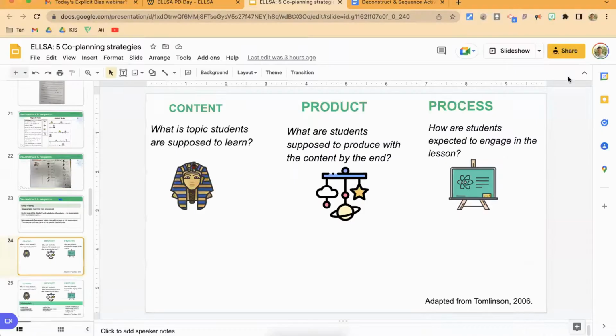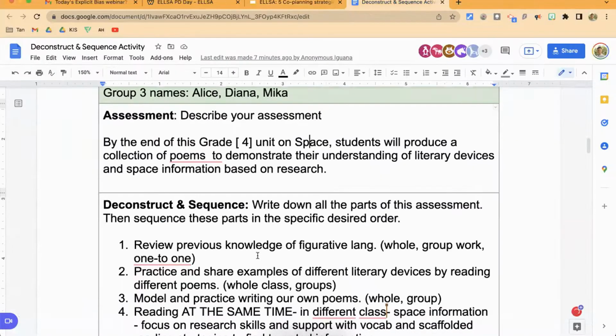Right. I kind of already did that within here. Watch. By end of grade 4, unit space, students will produce, that's the product, a poem to demonstrate their understanding of literary devices. Space is the content. Poem is the product. And they're going to research, which is the process. Right?